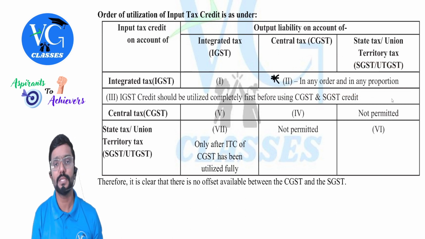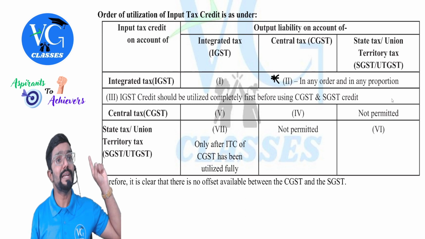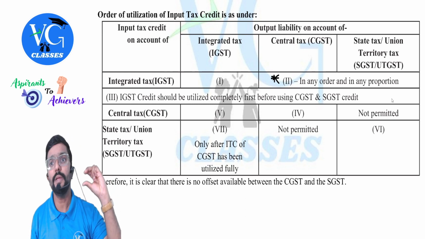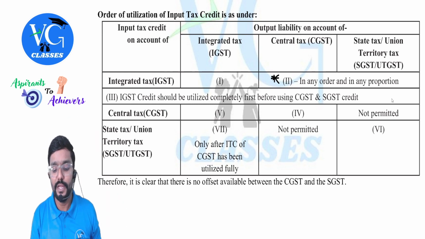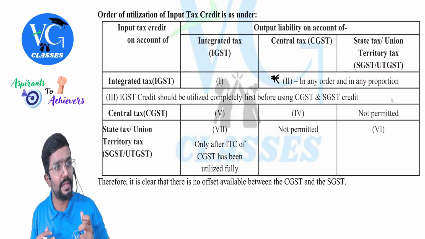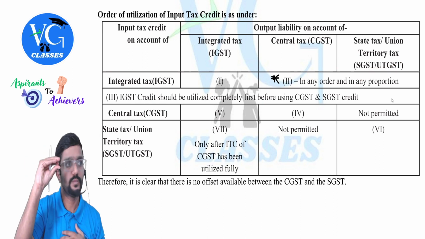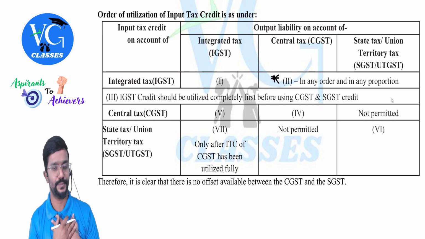Why so? Because I should utilize this in such a way that whatever I ultimately pay through the cash ledger should be minimum. Understood? This is my choice. You can see there: in any order, in any proportion. So I should use it in such a way that whatever I ultimately pay through the cash ledger should be minimum. That is the important step, because that is our choice.